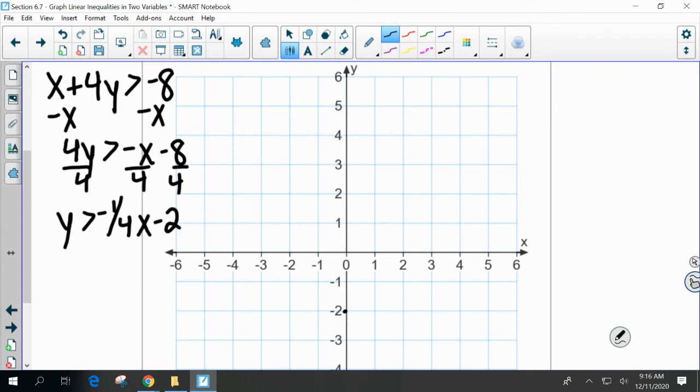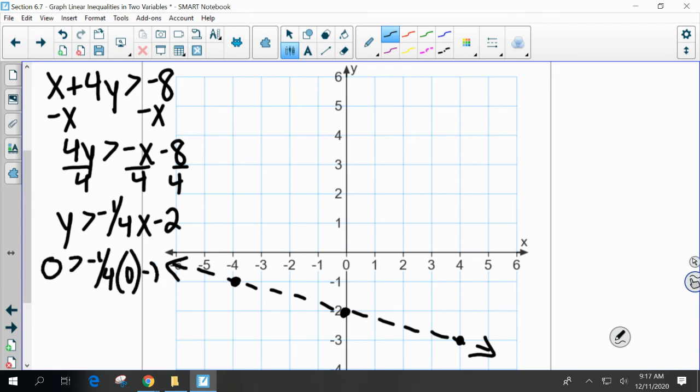So then I'm going to plot my intercept at negative 2. And I can either go down 1, right 4, or I can go up 1, left 4. And this is a dashed line. And then if I test 0, 0, I have 0 is greater than negative 1/4 times 0 minus 2. So 0 is greater than negative 2, which is true. So I'm going to shade that side.